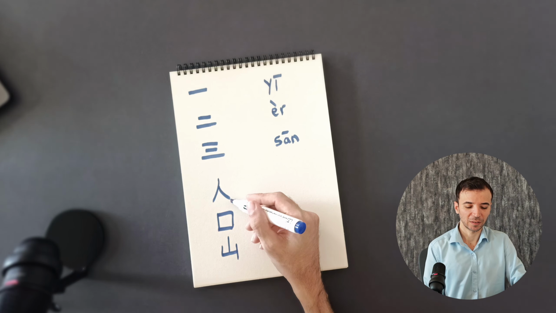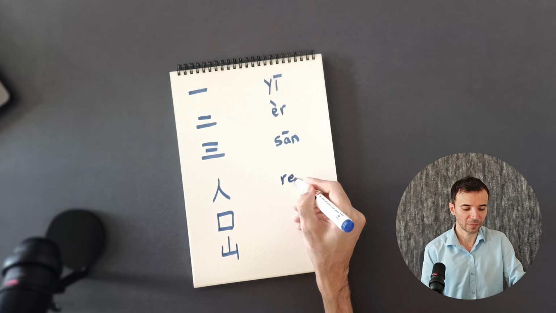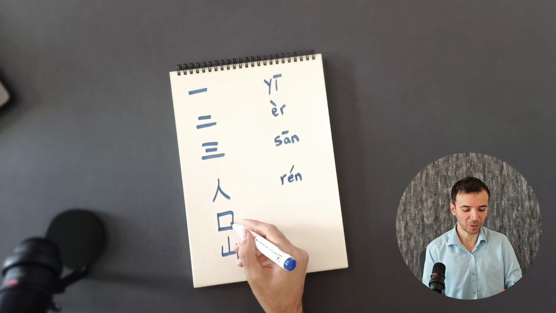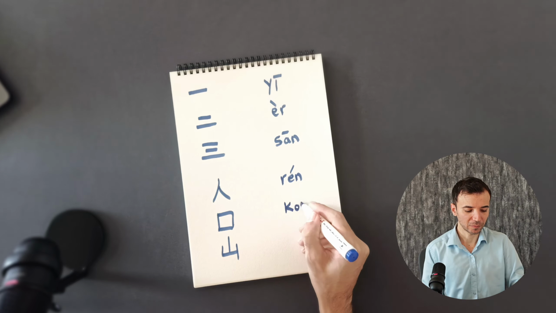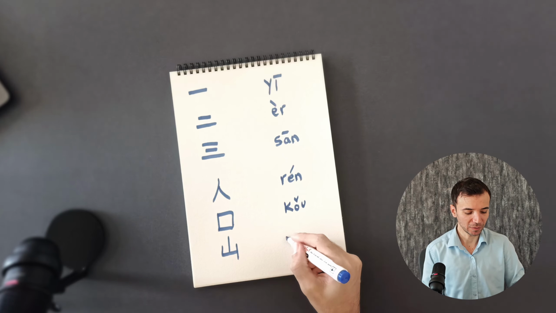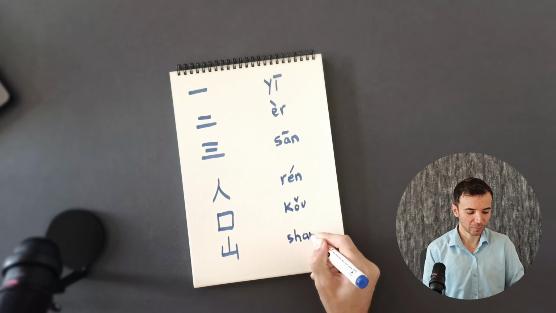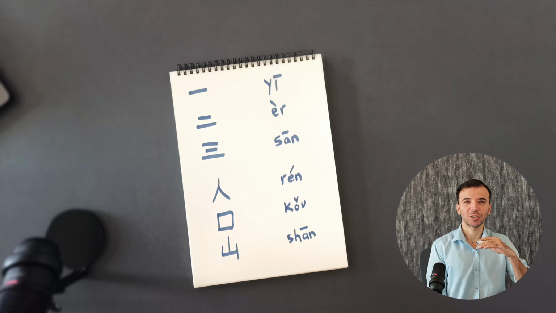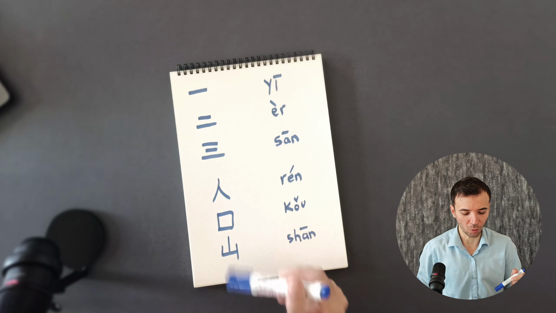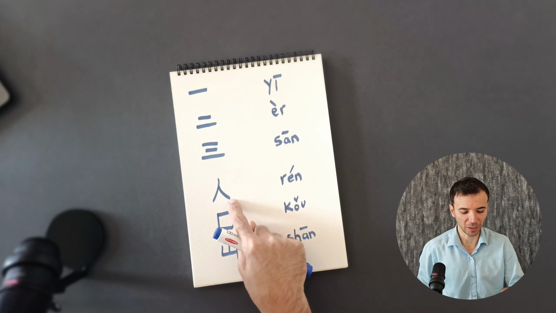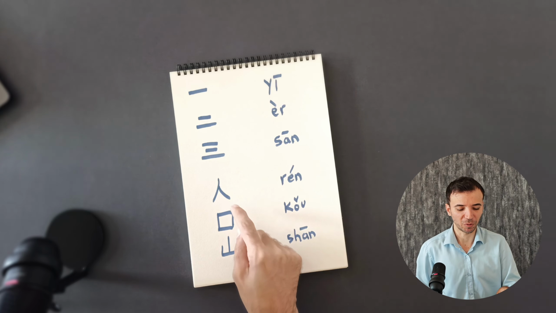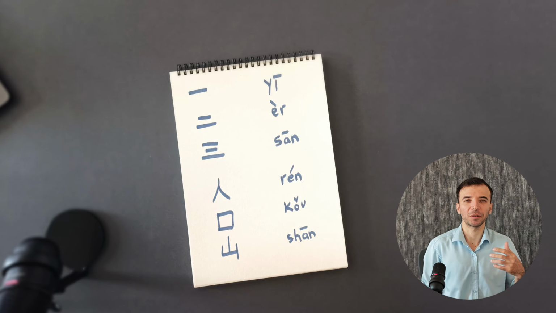What was this? Ren, meaning person or people. And this one? Ko, meaning mouth. And this one? Shan, meaning mountain. We also learned one word, ren ko, meaning population. Ren meaning people, ko meaning mouth. So population in Chinese comes from people and mouth, meaning how many mouths to feed.